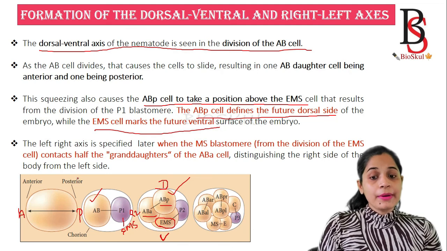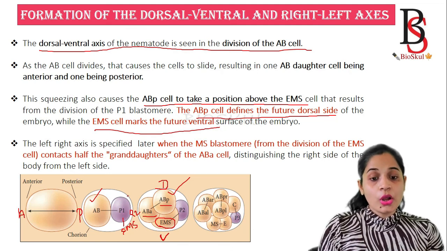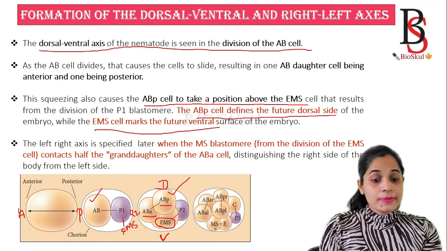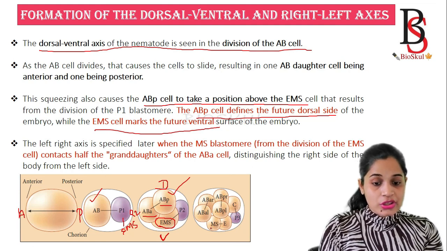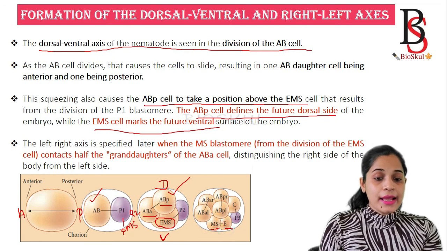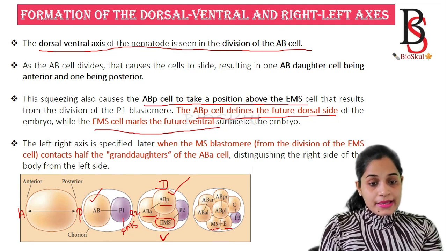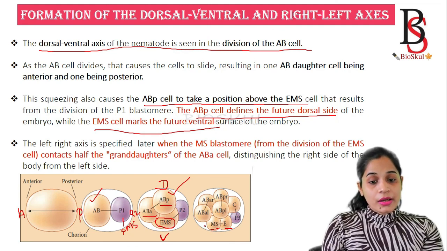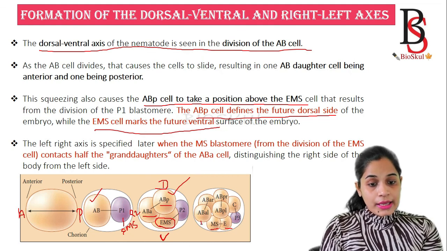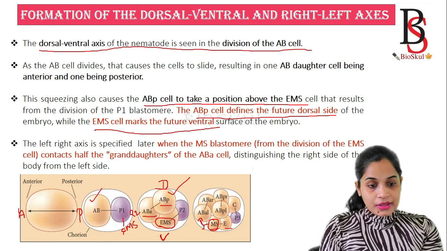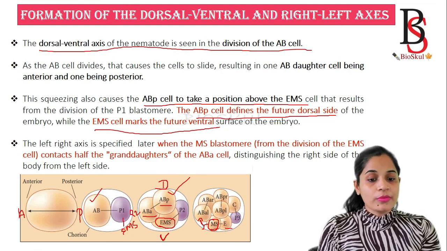The left and right axis is specified later on, where the MS blastomere is involved. How will the MS blastomere be formed? When the EMS cell undergoes cell division, it divides into the MS cell and the E cell, okay. When the MS blastomere comes in contact with the granddaughter of the ABA cell, the AB anterior cell, they distinguish the right side of the body from the left side.